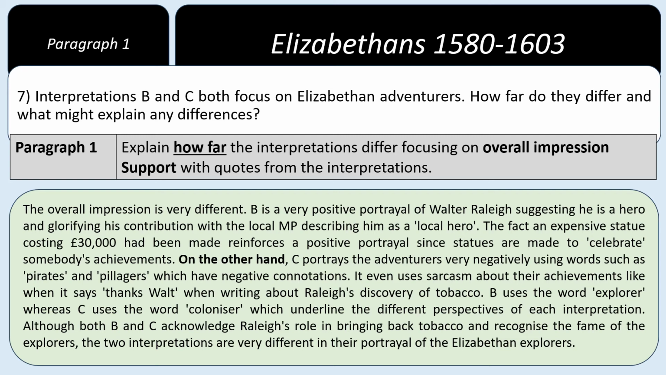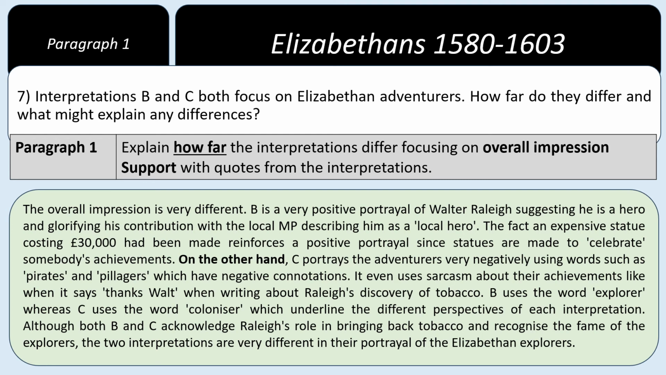have negative connotations. It even uses sarcasm about their achievements, like when it says "thanks, Walt," when writing about Raleigh's discovery of tobacco. B uses the word explorer, whereas C uses the word colonizer, which underline the different perspectives of each interpretation. Although both B and C acknowledge Raleigh's role in bringing back tobacco and recognise the fame of the explorers, the 2 interpretations are very different in their portrayal of the Elizabethan explorers.